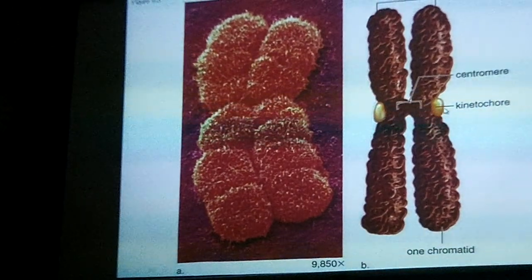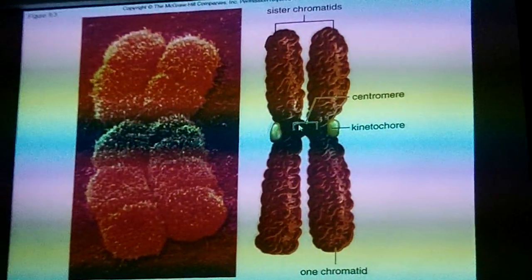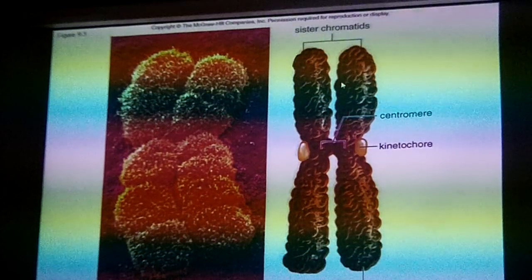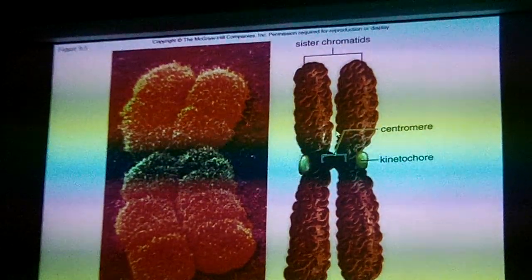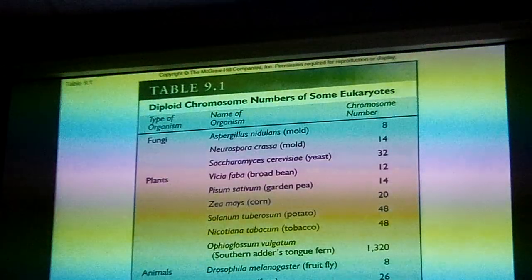You can see there's a protein right here called the kinetochore that's on either side of the centromere. And that kinetochore is going to be important. It's going to help the whole thing break apart. We'll talk about that in a minute.